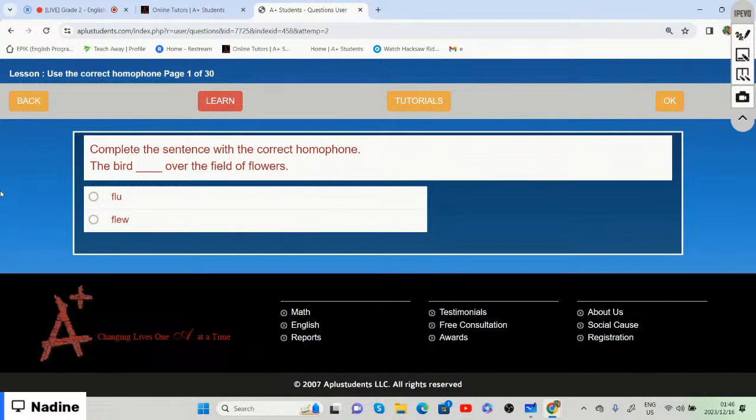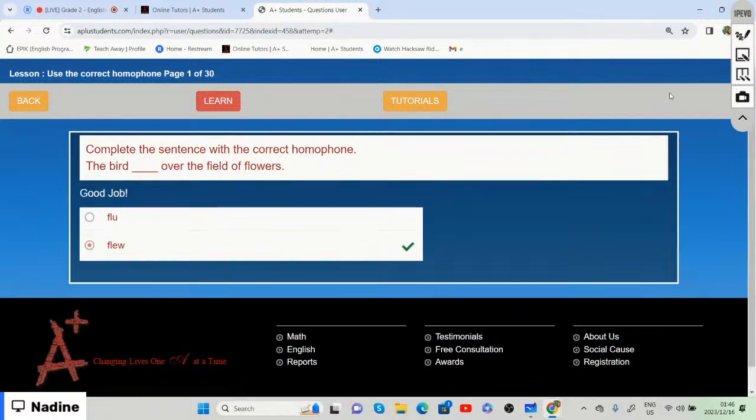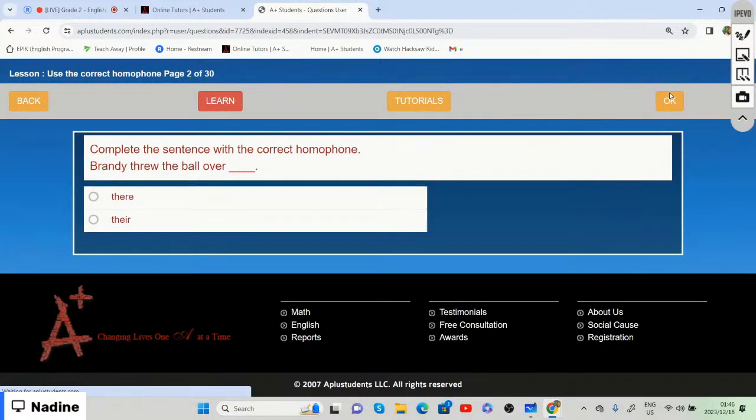And if we choose the correct one, we will choose the second one, which is the bird flew. It's like to fly over the field of flowers. So well done, flew is correct.